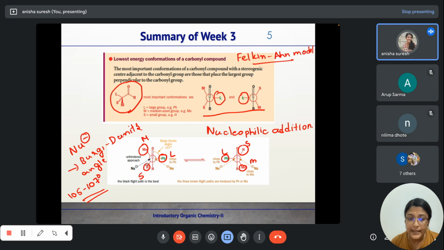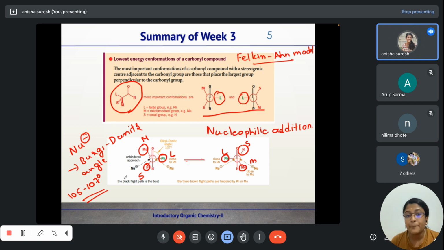Here if we consider the nucleophile approaching from this side, the phenyl group is there, so it will cause steric hindrance for the nucleophile. And here, if the nucleophile approaches from this side, the group near the nucleophile will be hydrogen, so this will be an unhindered approach. Now if the nucleophile is coming in this direction, it is close to the phenyl, so there will be steric hindrance from the phenyl. And if it is coming from this side, it is close to the methyl group, so it can face steric hindrance from the methyl group.